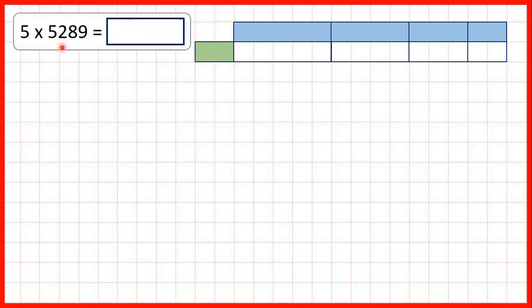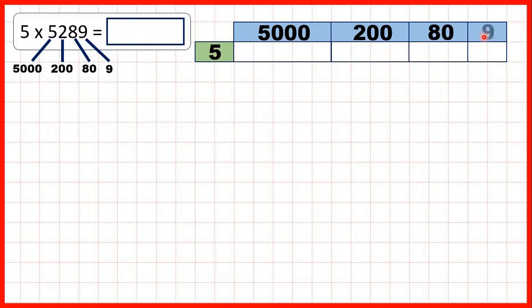Now we need to multiply by a 4-digit number using the grid method. We have 5 times 5,289. What we need to do is partition our 4-digit number. So this 5 stands for 5,000, this 2 for 200, this 8 for 80, and this 9 for 9. So now we can write the numbers onto our grid. We can write our single-digit number on the left and our partitioned number on top.